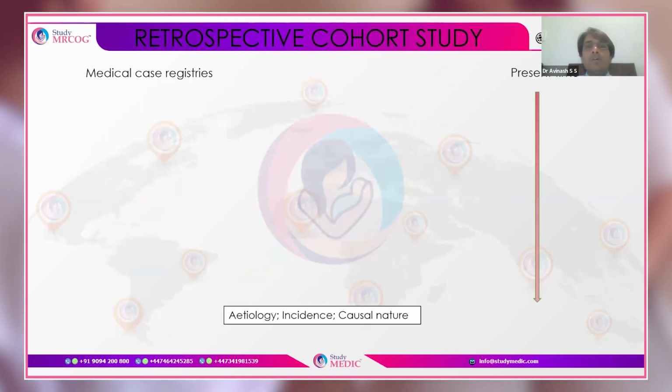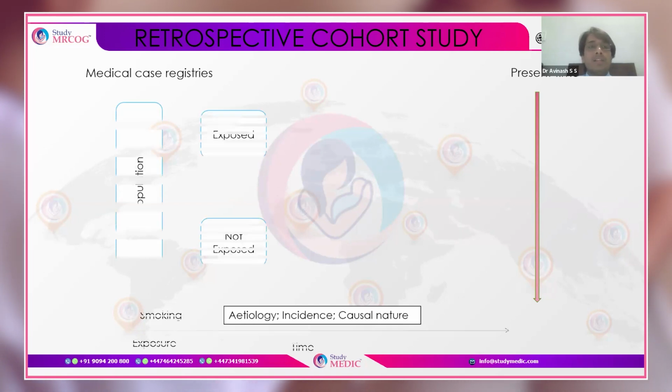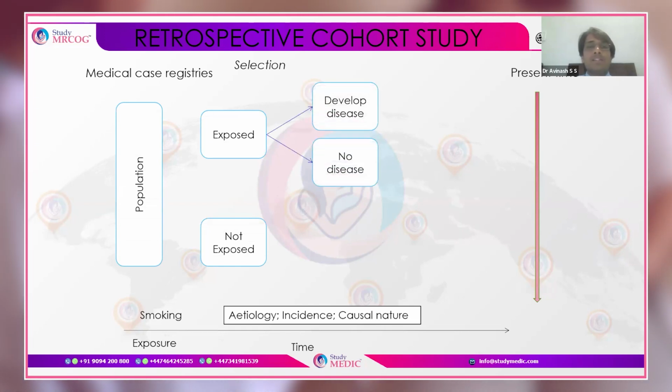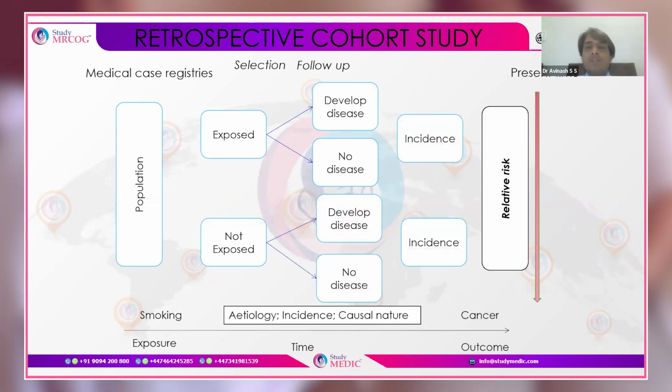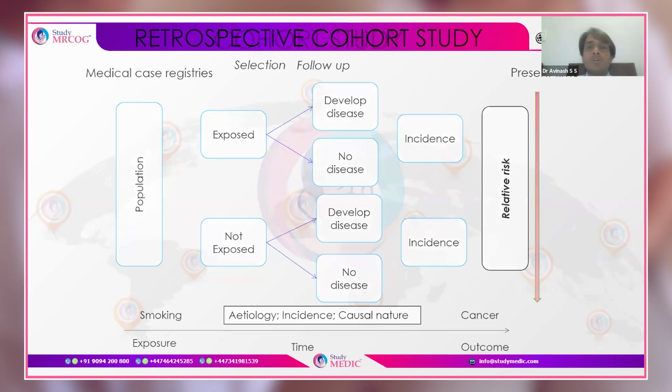Then the retrospective cohort study design: from the present time, we go back in time and take the history of, or identify, those who are exposed using the medical case registries. Then we select similar people from the medical case registries who are not exposed. Through the registries themselves, we follow them through time to see if there is any record of them developing an outcome or not. Then we calculate the incidence of the development of the disease in those who are exposed and not exposed and calculate the relative risk till the present time. That's why it is called a retrospective cohort study design.